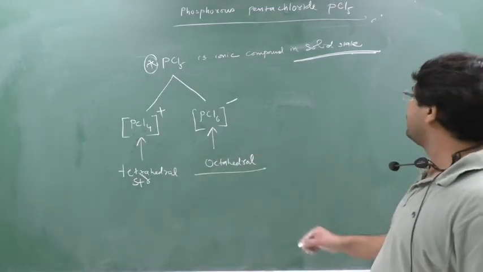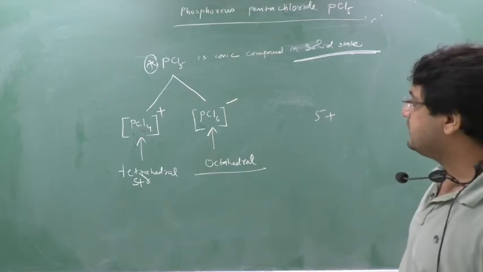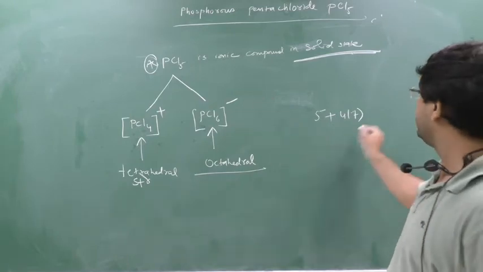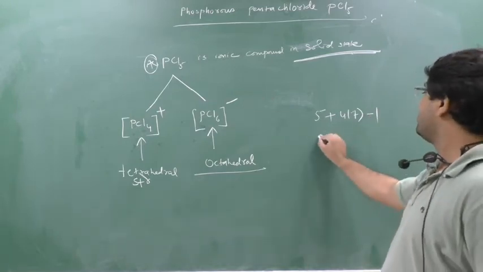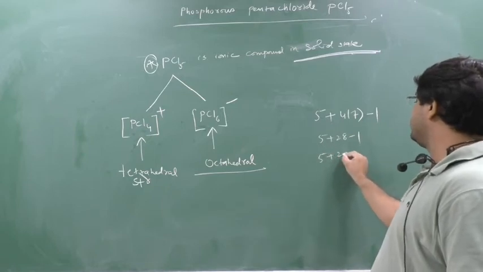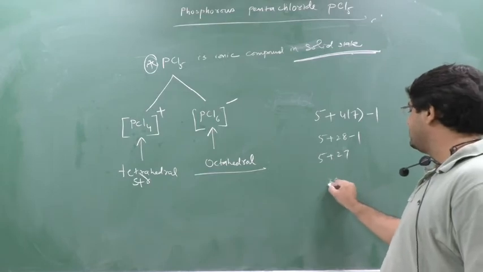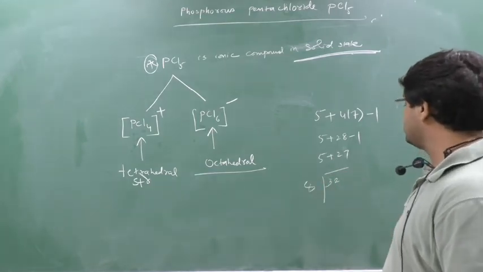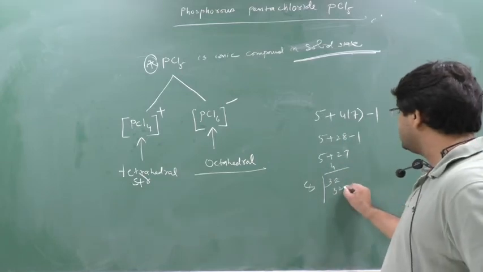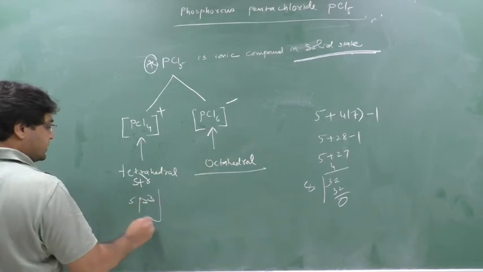See, PCl4 plus: phosphorus means 5 here. We'll calculate the hybridization. Phosphorus is 5 and chlorine is 7, so 4 into 7. Clear? And plus means 1 electron has been lost, so minus 1. So 5 plus 28 minus 1, that is 5 plus 27, which is 32. So 32 means 8 here. Because if the number is more than 8, then divide by 8. So 8 fours are 32, so here 0 remains. 4 means what?